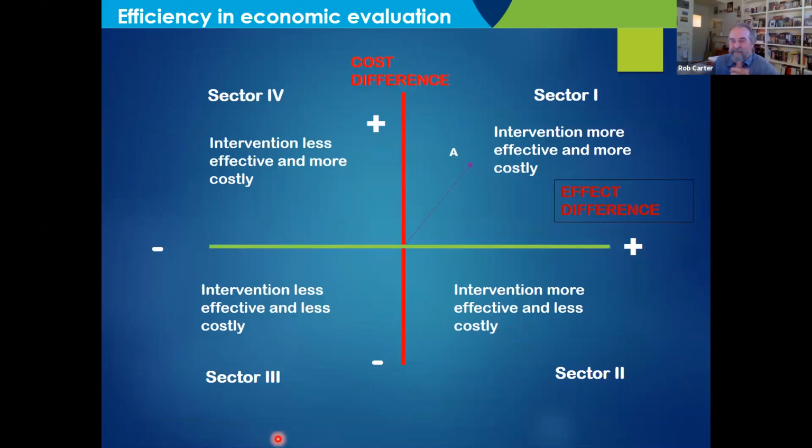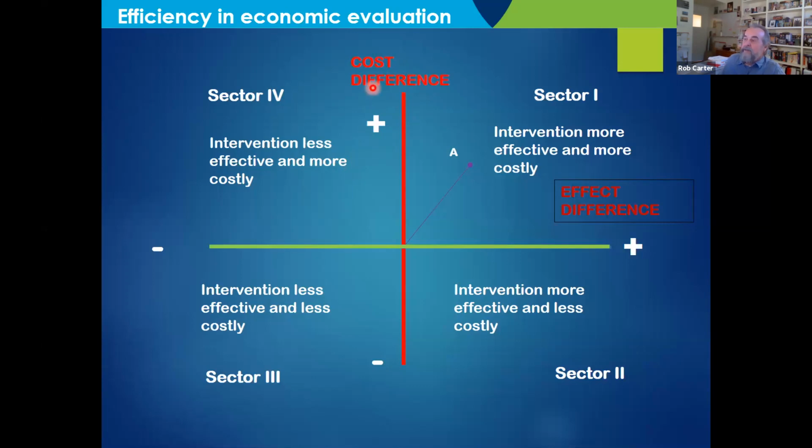So now, having made that, I guess, basic point, I now want to do two things. I want to illustrate the notion of efficiency in the basic context of economic evaluation. Now, what I've got here is a set of crosshairs, and what we're thinking about here is some intervention that's going to change current practice. So what we're looking at here is the cost difference between going for the intervention and staying with current practice.